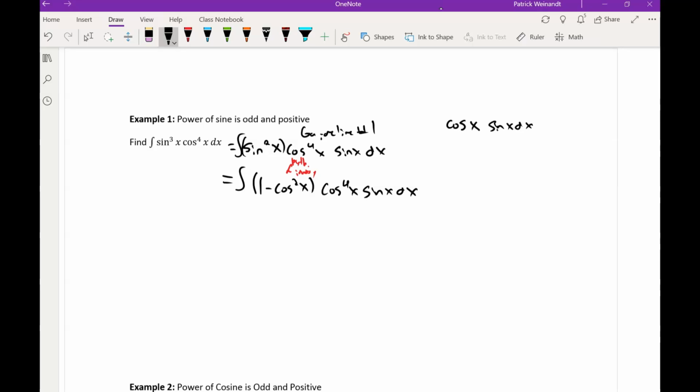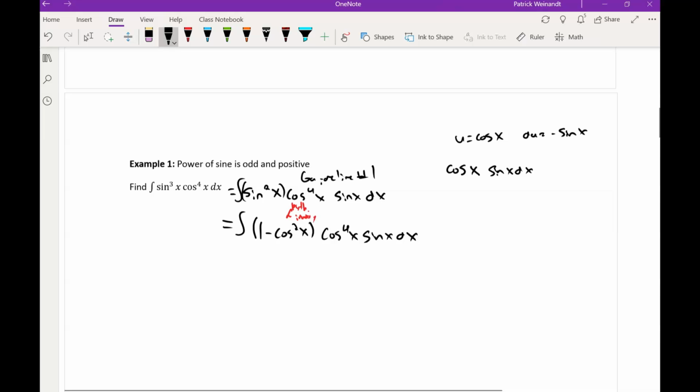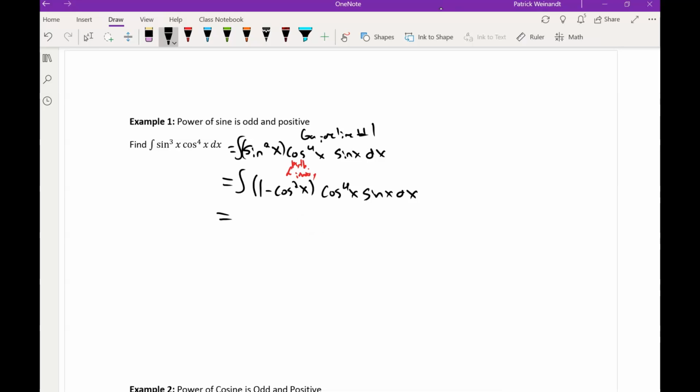Basically, our u is going to be cosine of x and our du is going to equal negative sine of x. You want to get it to look something like cosine times sine. Okay, I'm going to erase that, but that's what we're trying to do here. So what we want to do then is we want everything to be like cosine times sine.